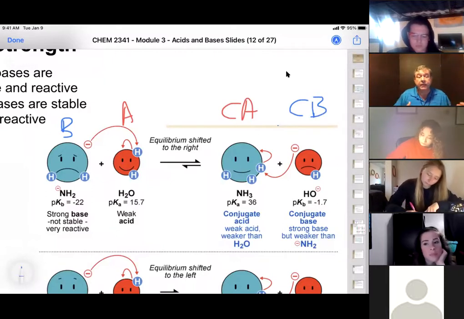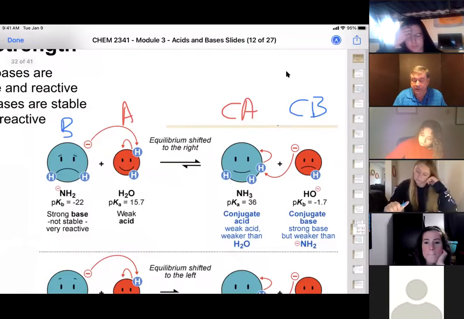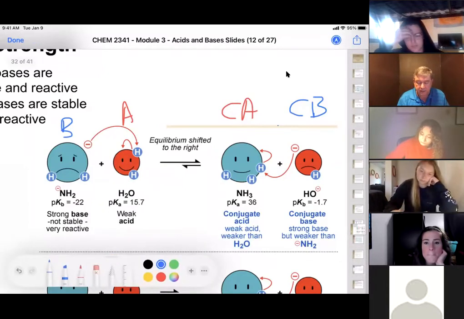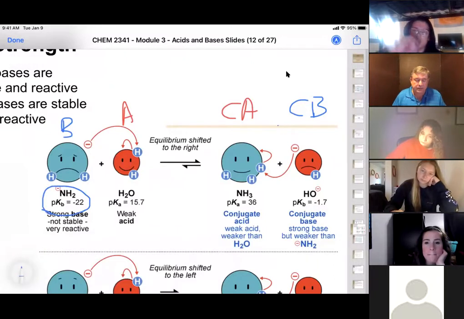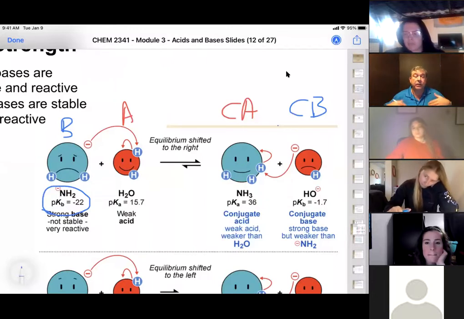Remember, when we see where the equilibrium lies in this reaction, we always look at either the pKa of the two acids or the pKb of the two bases. And so we should be able to get the same answer for both. So let's look at the pKb, since we're talking about base strength. The pKb of this is -22. Okay, so remember, the lower the number, the more it is. In this case, we're talking about pKb, so we're talking about base strength. So that makes it a very strong base. It's a negative 22, very strong base.